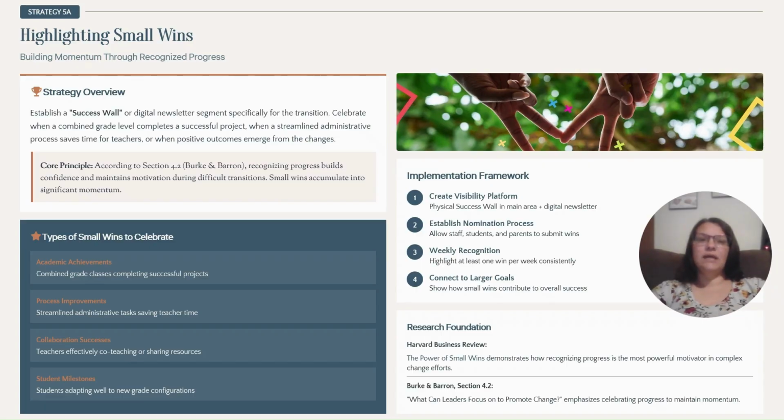Secondly, establish a nomination process so staff, students, and parents can submit wins they observe. Third, commit to weekly recognition. Highlight at least one win every single week consistently. And fourth, always connect these small wins back to larger goals so people see how incremental progress contributes to overall success. This isn't just feel-good fluff though. Harvard Business research on the power of small wins demonstrates that recognizing progress is actually the most powerful motivator in complex change efforts. Burke and Barron reinforced this by stating that celebrating progress is essential to maintain momentum when changes get hard.